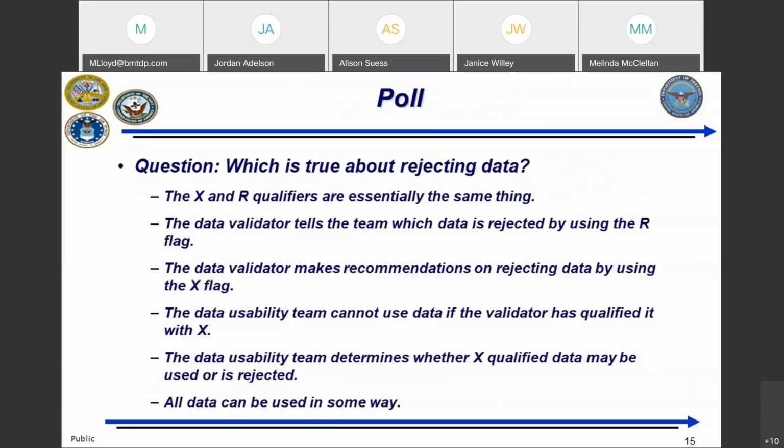So hopefully with that, I'm going to open up this poll one more time, the exact same poll you had last time, so I'm not going to read through these answers again. But with that, what do we now think about what is true about rejecting data and the X and the R qualifier? And I'm really only going to give it about 1 minute, maybe 45 seconds.